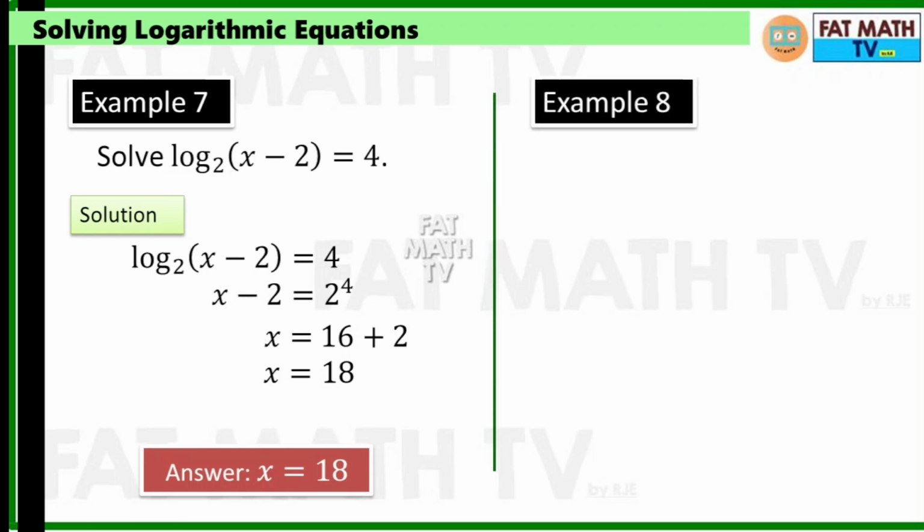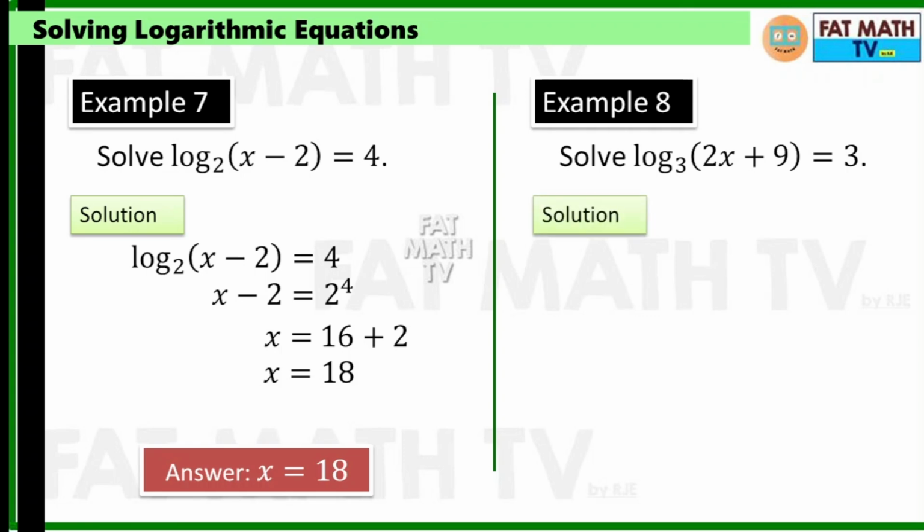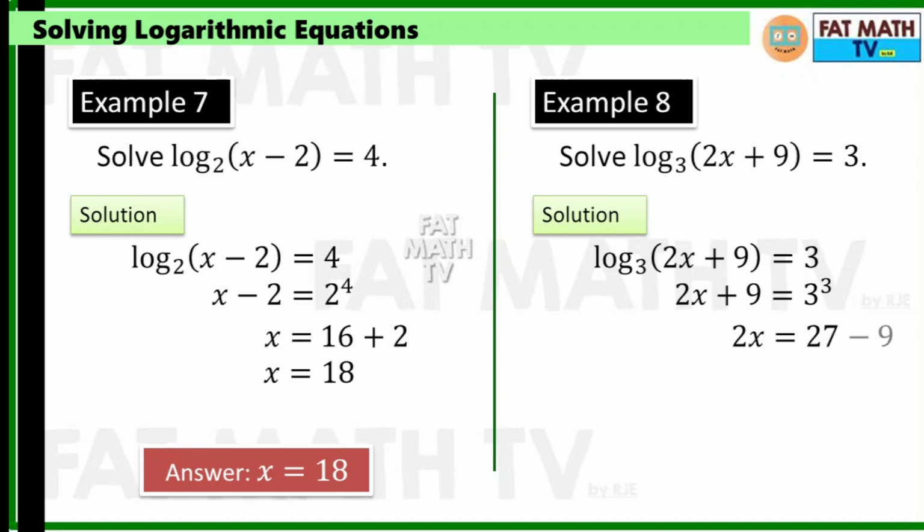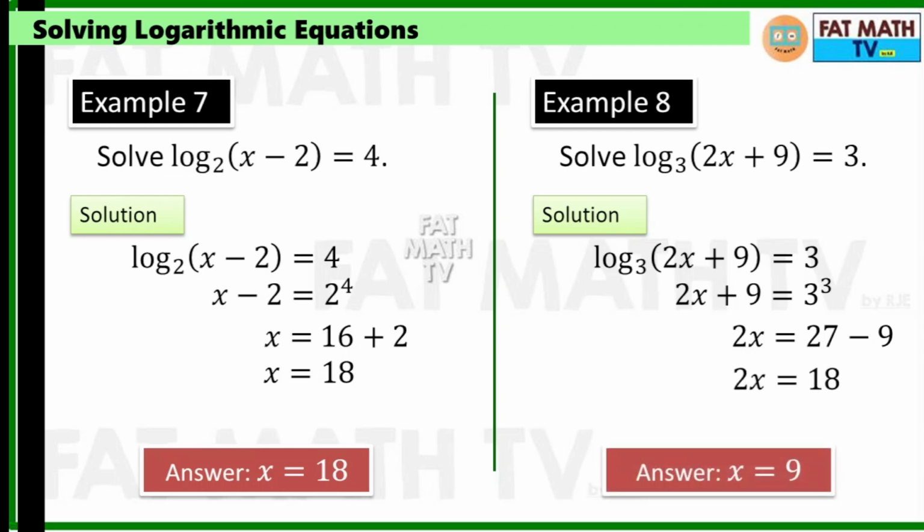Example number 8. Logarithm of 2x plus 9 to the base 3 equals 3. Transform to exponential form. The exponential form of this is 2x plus 9 equals 3 cubed. 3 cubed is 27. Minus 9, because you put 9 to the right side, that will give you 18. Divide both sides by 2. x equals 9. If you substitute that, you will have 2 times 9, 18, plus 9, 27. Logarithm of 27 to the base 3 is indeed 3. So correct.